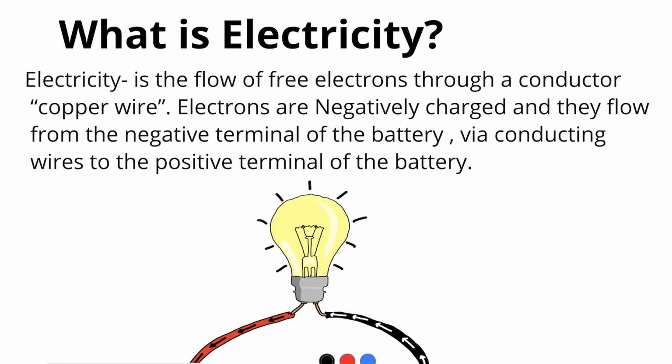In our definition of electricity, we mentioned that it is the flow of free electrons. Now we need to understand what free electrons are as well as what a conductor is. And we mentioned that the conductor that we are using is copper wires. In the next step, we need to understand where these free electrons come from, as well as why free electrons move when a battery is connected to a wire.